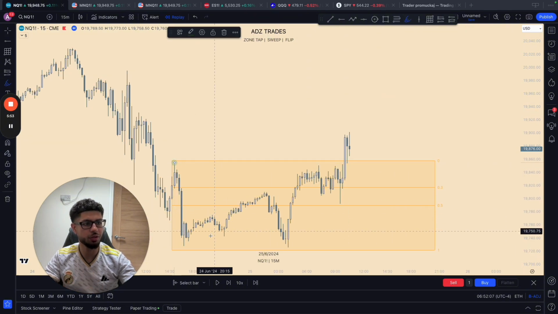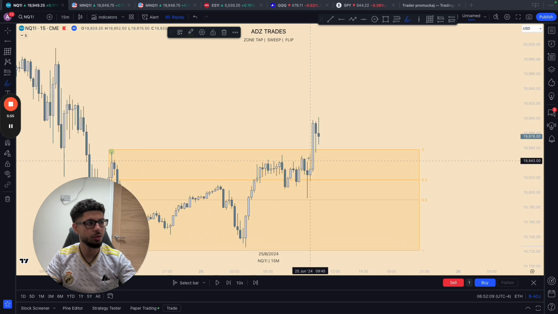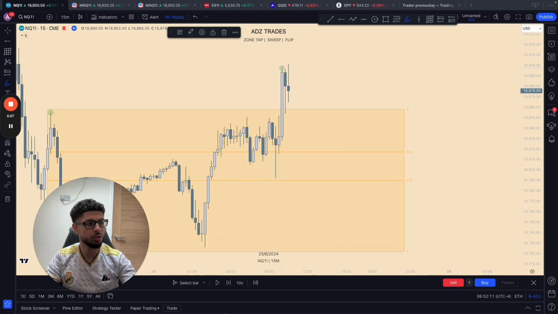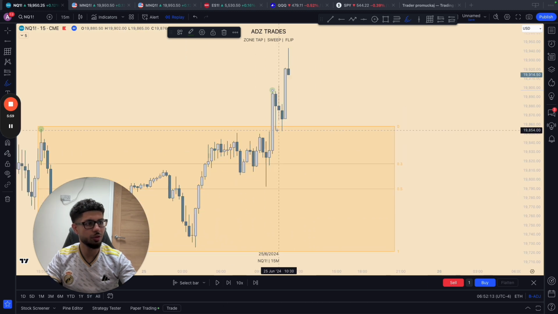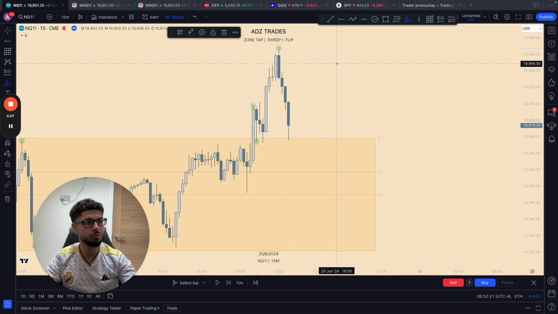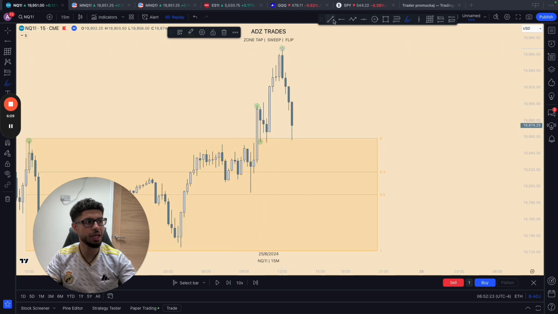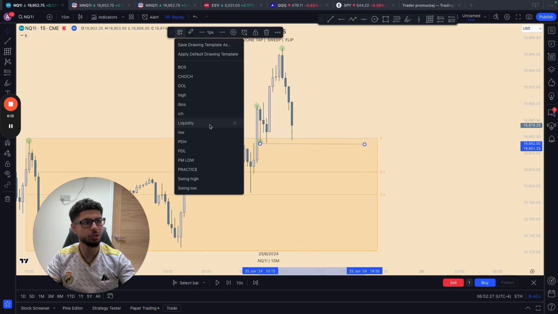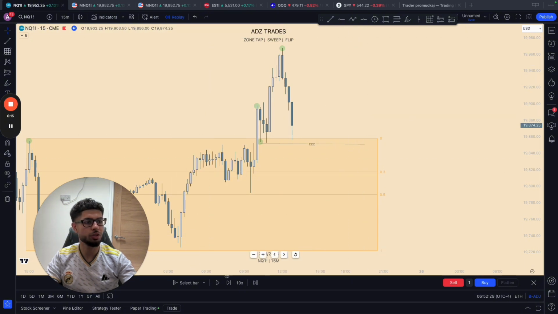So we have 1, 2, right, we got our 3, play price out, we got our 4, and now we have our 5, wait for our 5 sweep. So we need a tap, sweep, flip. This is the tap. We just need this to get swept, and then we can look for a potential entry.